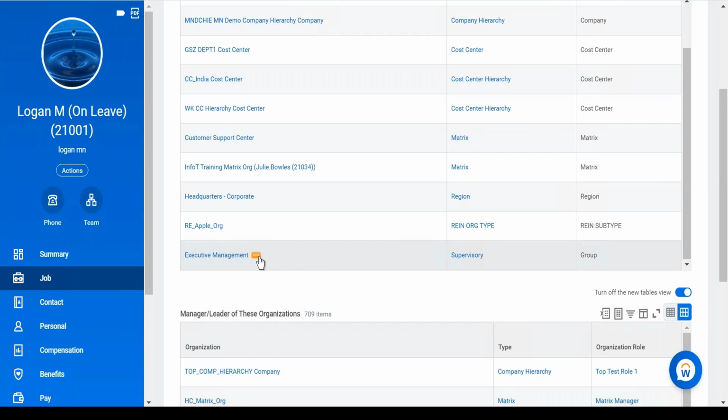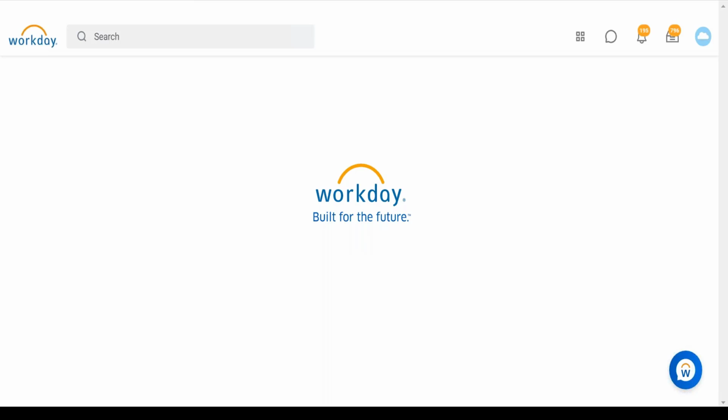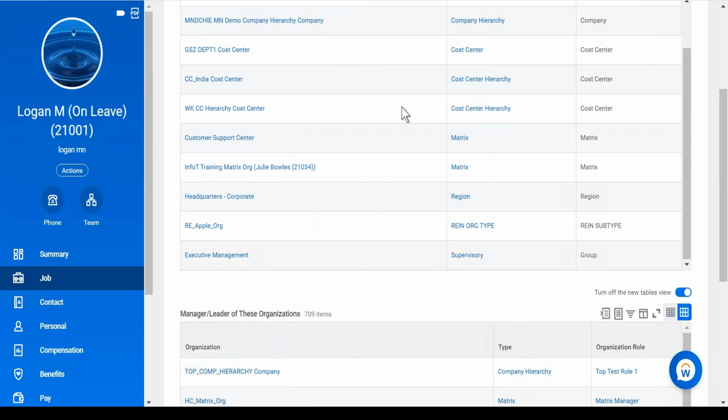Suppose I am interested in pulling her supervisory org. I want to know who happens to be the HR partner of this superorg in which Logan is sitting. That is when I will use this function, what is called lookup organization role. It basically gives you the security group of a particular organization in which a worker is sitting. Now, if you look at Logan's profile, she's sitting on multiple kinds of org: cost center hierarchy, company hierarchy, a matrix org, a region.